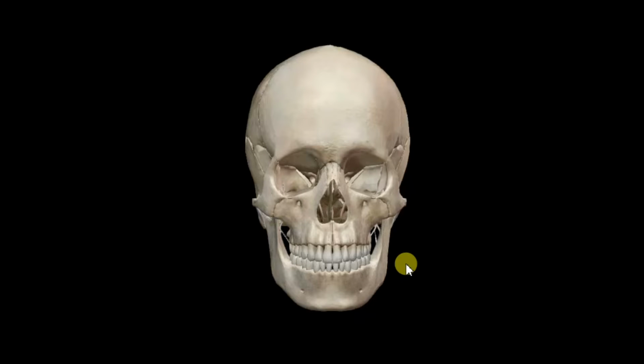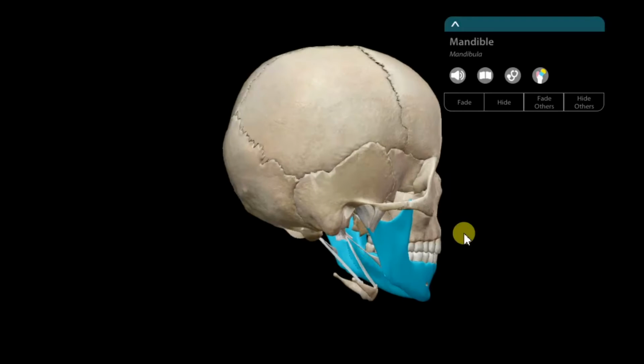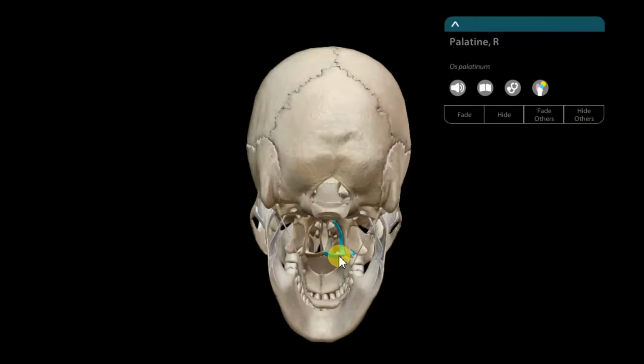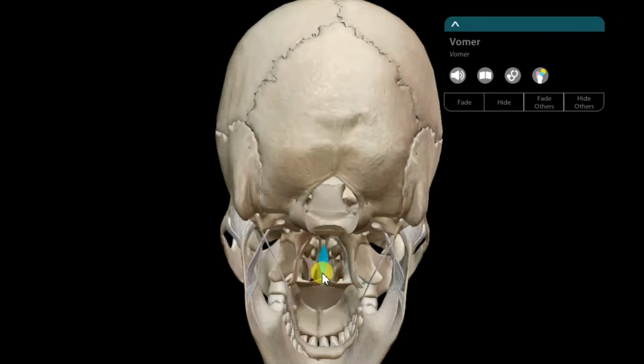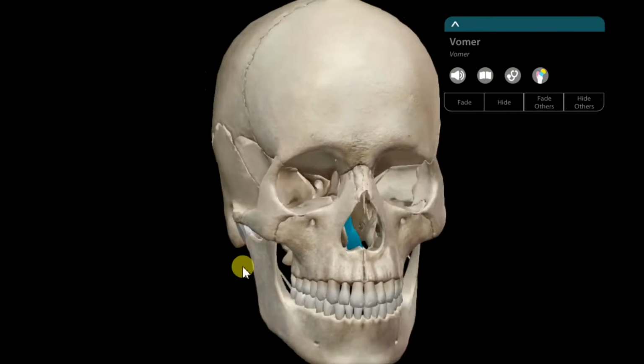So let's now speak about the viscerocranium. The viscerocranium consists of the maxilla, zygomatic bone, mandible, the palatine bone, and the vomer, and the nasal bone.